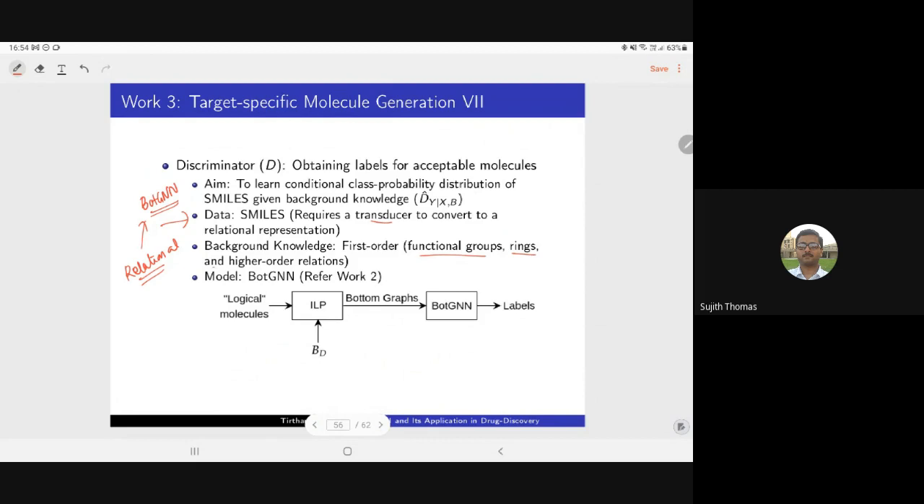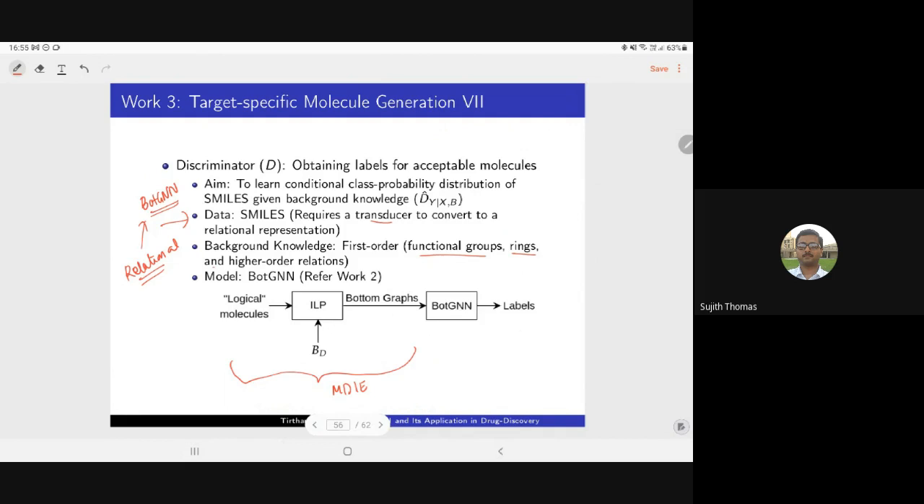So this is the whole BotGNN framework. Here it uses MDIE to get the BotGNN graphs, and those graphs can be used to construct the BotGNN, which then provides us the labels.